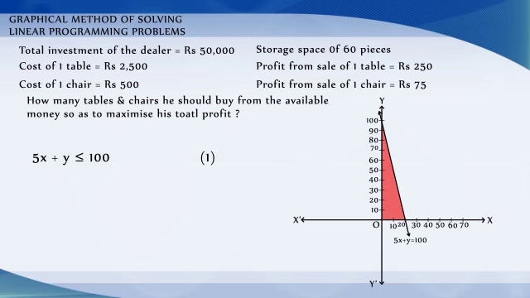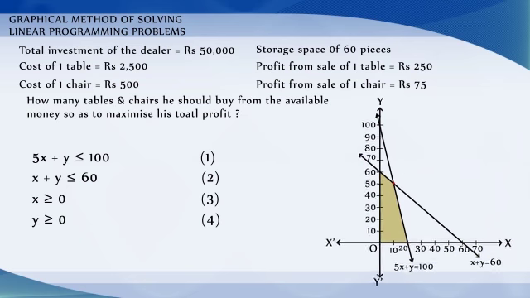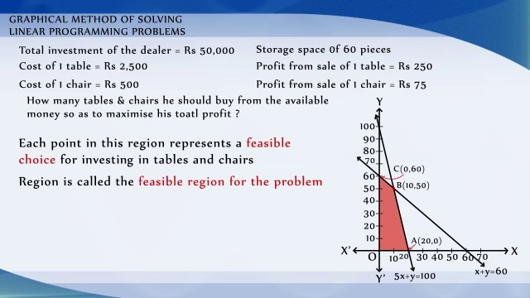less than or equal to 100, x + y less than or equal to 60, x greater than or equal to 0 and y greater than or equal to 0. Each point in this region represents a feasible choice open to the dealer for investing in tables and chairs. The region therefore is called the feasible region for the problem.